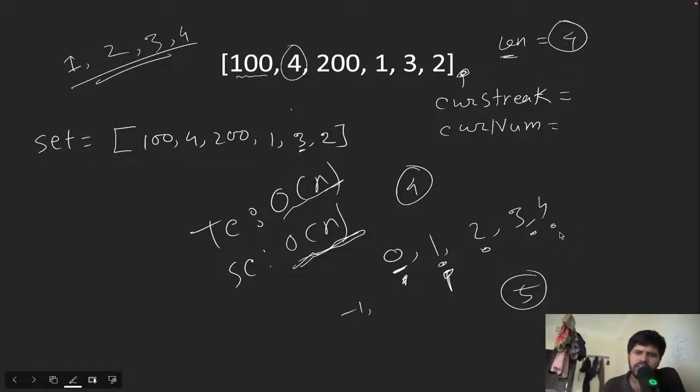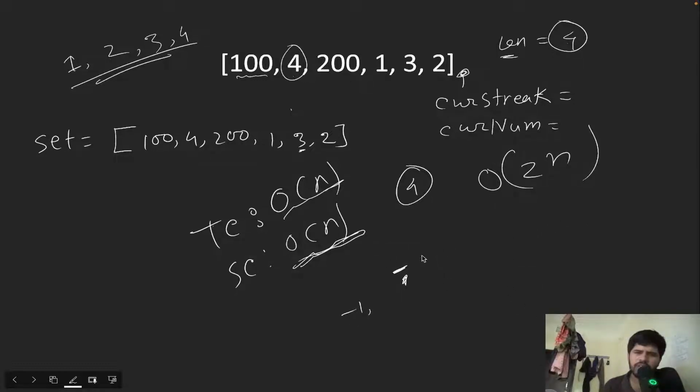So for the worst case, we will traverse this array 12 times. So this algorithm will take basically linear time complexity. We can just ignore the constant part, so it takes a linear time complexity. Hope you understood this explanation.